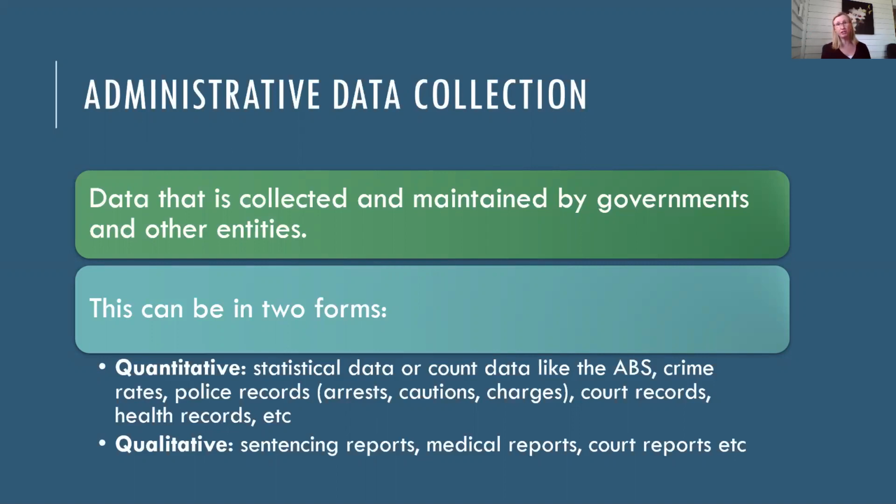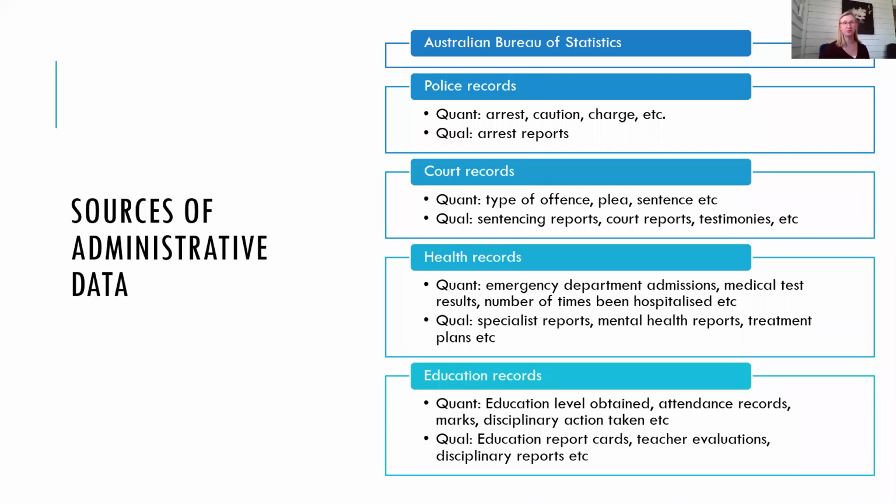If we're thinking about arrest rates, crime rates, police records, things analyzed by the Australian Bureau of Statistics, those are very likely to be quantitative in nature. Qualitative, we might be looking at things like medical reports where we can go through and read an entire case and pick out exactly what we need. Again, can come from all sorts of different sources: educational records, health records, policing, court records, or the Australian Bureau of Statistics.